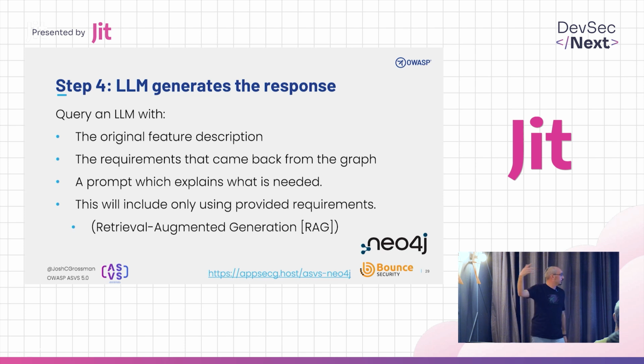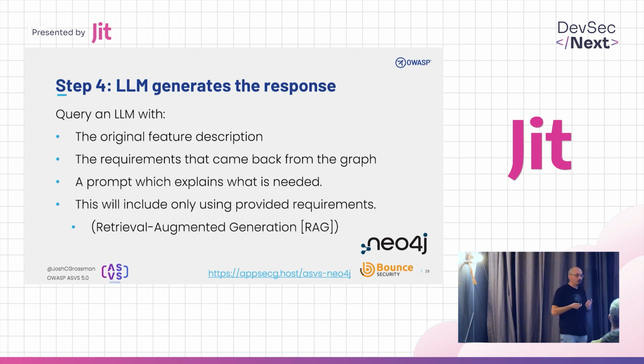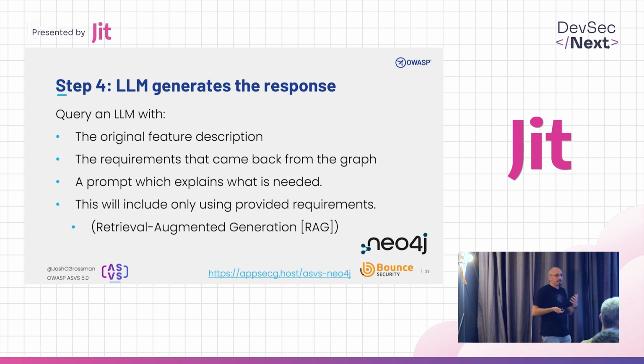So the idea is we avoid hallucinations. We use, Ron mentioned briefly earlier, retrieval augmented generation. The idea is we're giving it a set of data to look at, letting it only focus on that data. It's not going to make up data. It's not going to bring in data that's made up.